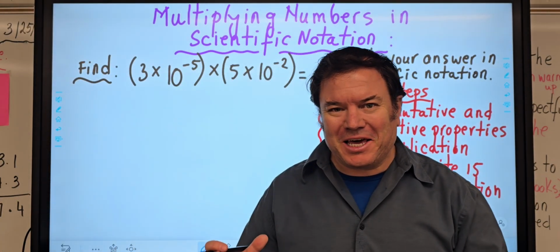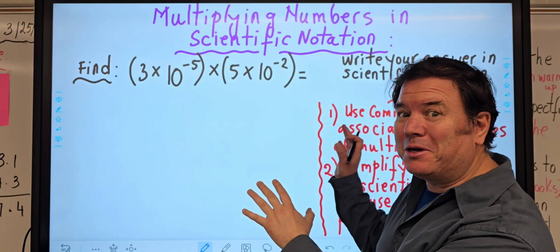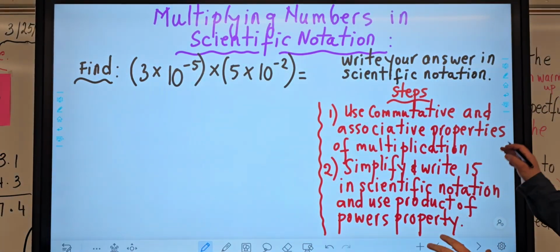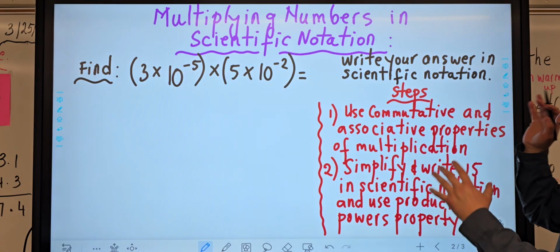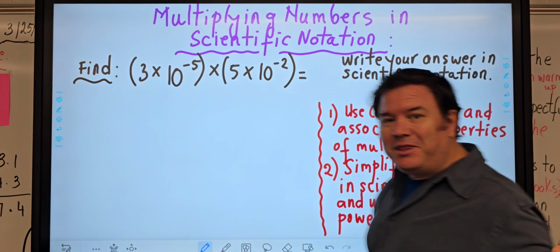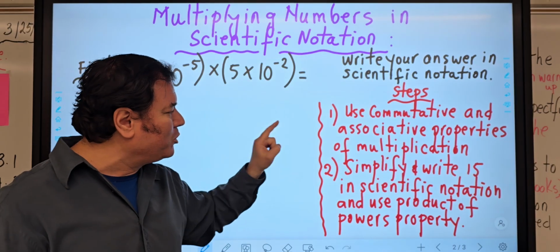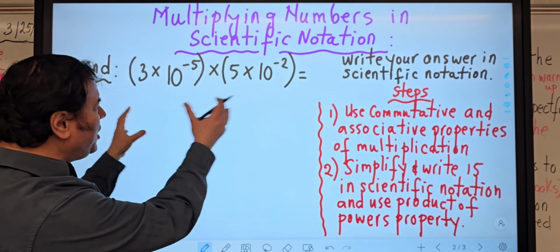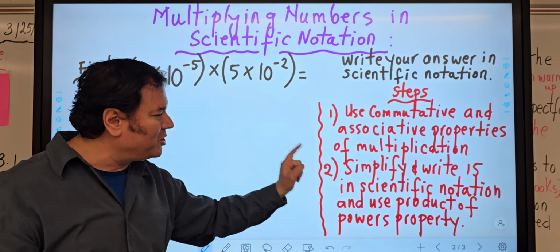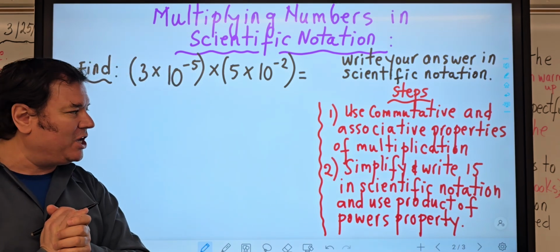Very exciting day today because now we are going to multiply numbers in scientific notation and take a look at some of the steps we are going to use today. Some of the steps we are going to use are the commutative and the associative properties of multiplication. We are going to regroup these numbers by using the commutative and associative property of multiplication first.